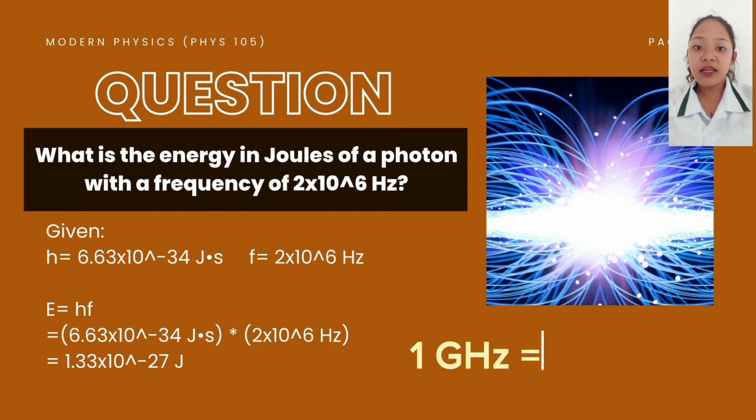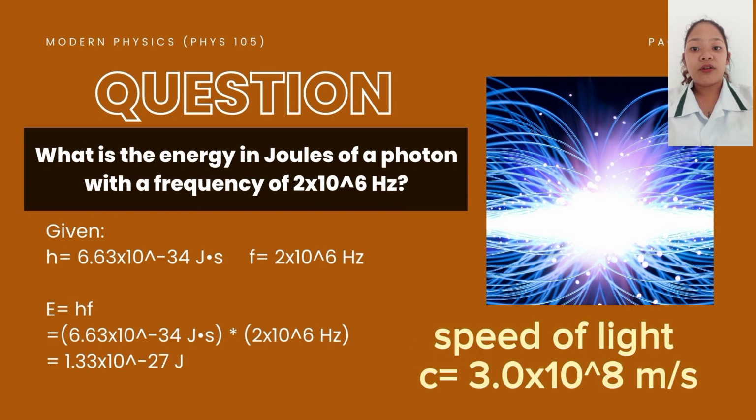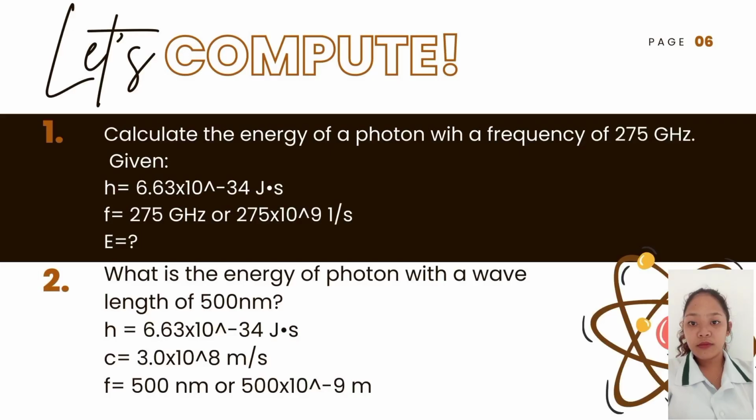When the given is in gigahertz, it must be converted into hertz. So 1 gigahertz is a billion hertz. It's 10 to the 9th power. Additionally, there's another constant value, which is the speed of light, where c is equal to 3.0 times 10 raised to 8 meters per second. Do you now understand the process of how to compute the energy of a photon?